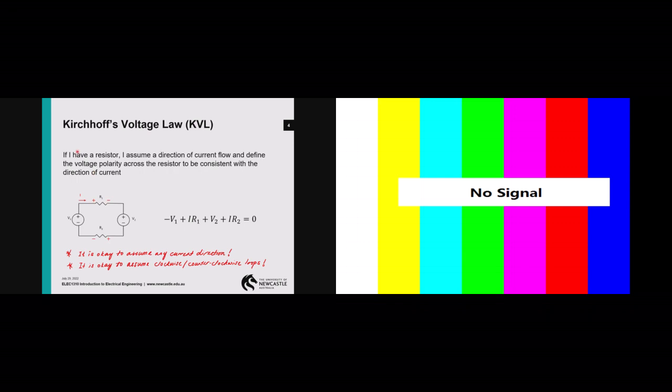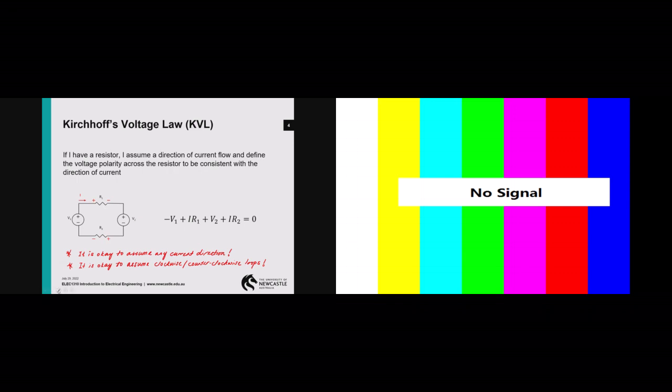exams, okay? So now it says, if I have a resistor, I assume a direction of current flow and define the voltage polarity. This is kind of similar to what I mentioned last week. Remember, I listed to you 3 different steps in solving electrical circuits, right? Once again, I'd like to point out that it is okay to assume any current direction, okay? So in this slide here, you notice that the current direction is assumed in this direction here. It is a clockwise direction. Of course, you can go the other way around. You will still be getting the same answer as well, right?